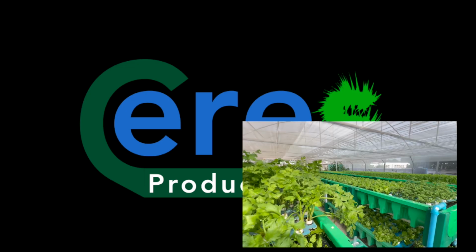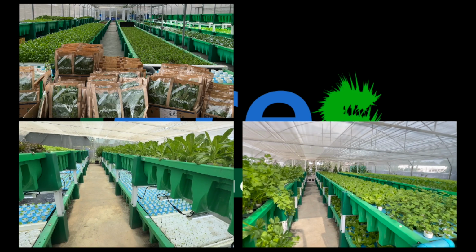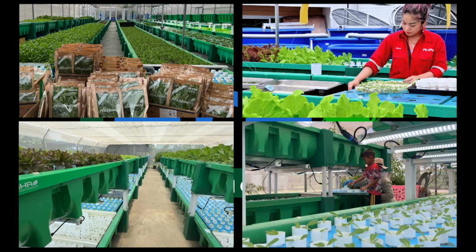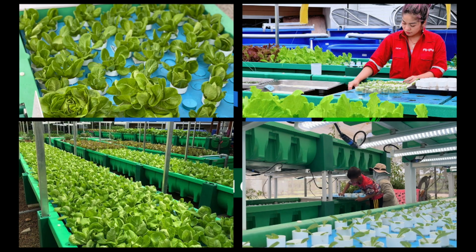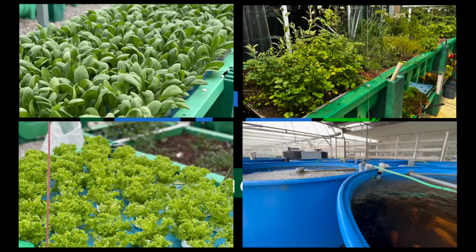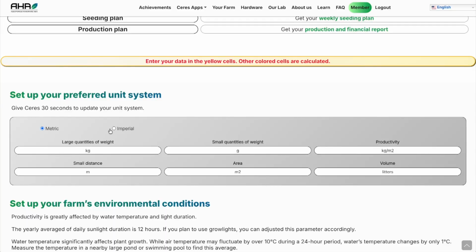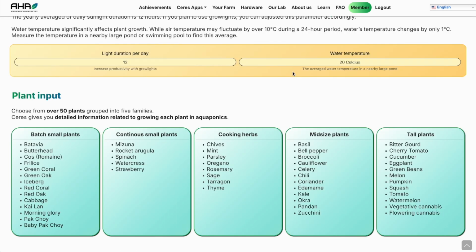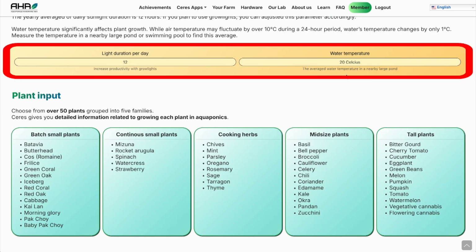Ceres is not an AI app. It has been built using actual production data recorded over many years in aquaponics labs and farms under various environmental conditions. It is very straightforward to use. First, we select our preferred unit system, metric or imperial. Then we input the environmental parameters of our farm, daily light duration, and water temperature.